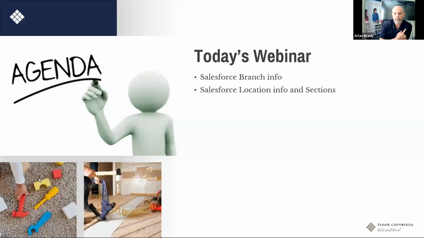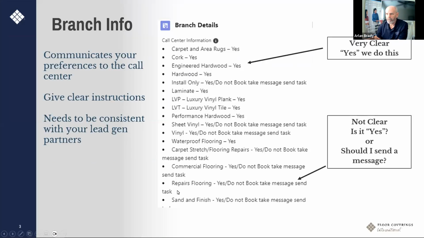In this webinar, what we're going to talk through is the Salesforce branch information, location information, and sections. So essentially, what is the information that you need to have on your branch page, and what is the information that's going to fall through into proposals so that you can create a very, very professional view to your customers. So first of all, we're going to look at branch info. You want this to be really, really clear instructions.